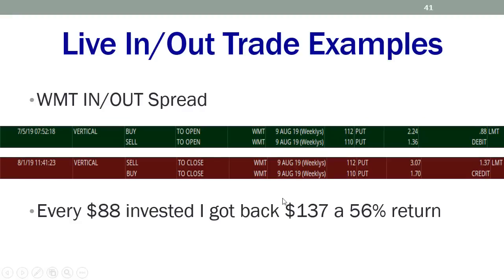All right. Next, Walmart. We're progressing in the summer again. Here we are, July into early August. So it's the summer of love with in-out spreads. In Walmart, here's one where I put on for 88 cents, took it off for $1.37. Every $88 I invested, I got back 137. It's a 56% return. It took just shy of a month to do that.